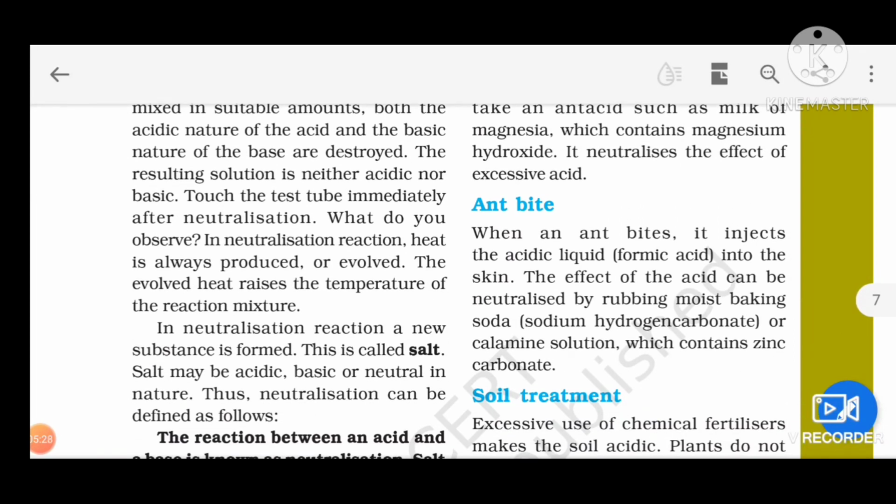Even with an ant bite, if we are bitten by an ant, it injects an acidic liquid called formic acid into our skin. The effect of the acid can be neutralized by rubbing moist baking soda, that is sodium hydrogen carbonate. This baking soda is the soda which we use in our cooking while preparing bonda, bhajis, all these things. So its chemical name is sodium hydrogen carbonate. Or we have calamine solution. You may have heard about lacto calamine, where calamine contains zinc carbonate to cool down or neutralize the acidic effect to a normal reaction.